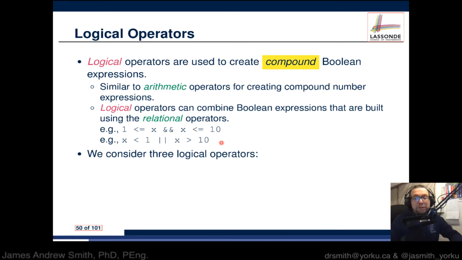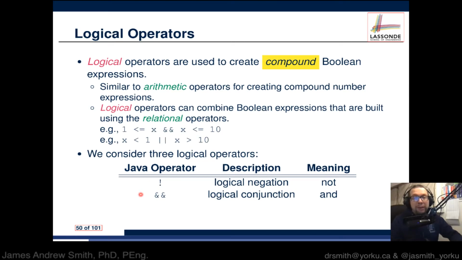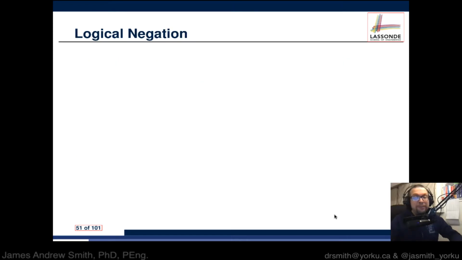We consider three logical operators in this particular session. The logical negation, which is represented by the exclamation mark, and we will tend to call it the not. We have the double ampersand, which is the logical conjunction, and we'll typically call it the and. The next thing that we have here is this double vertical bar. This is the logical disjunction, and we will tend to call it the logical or.